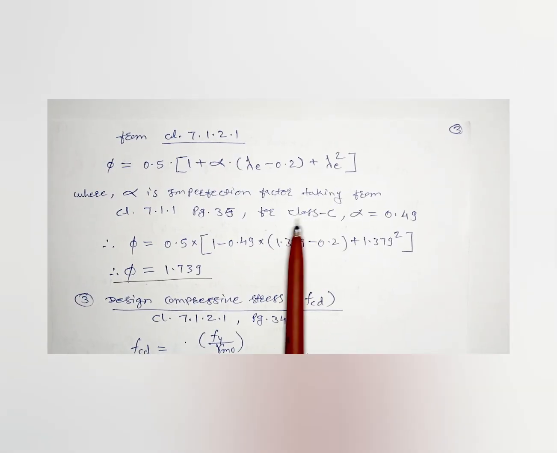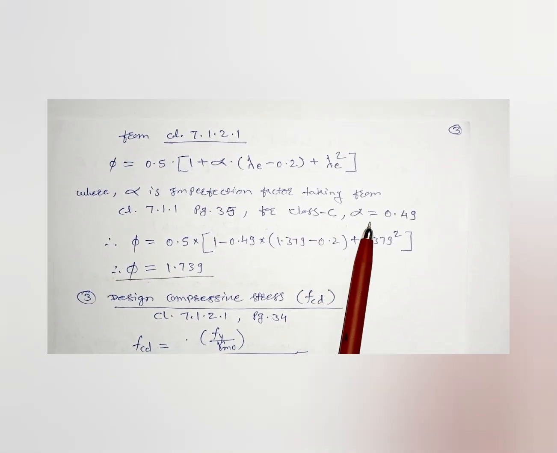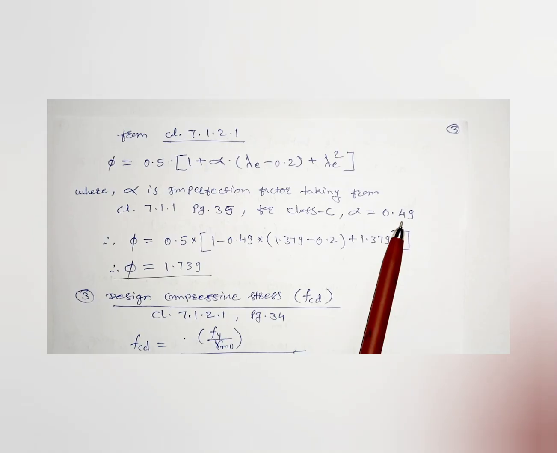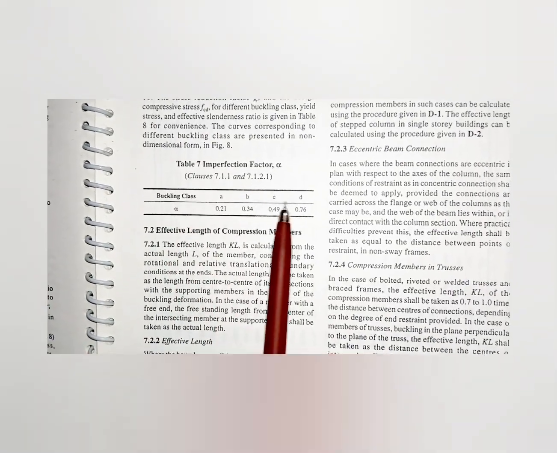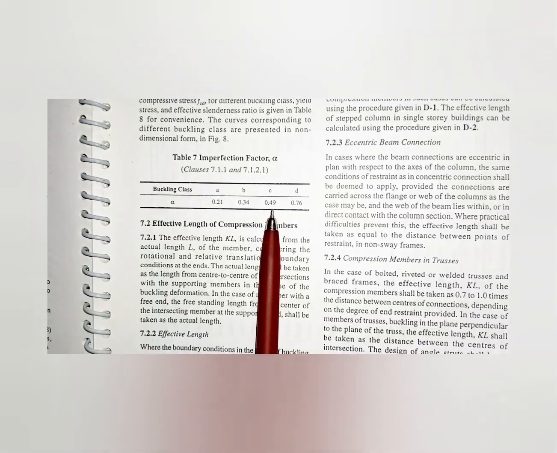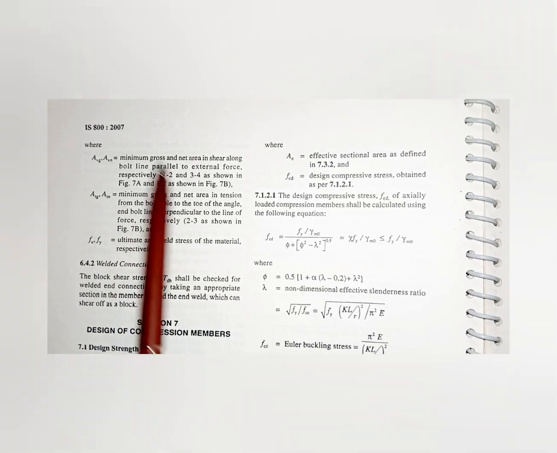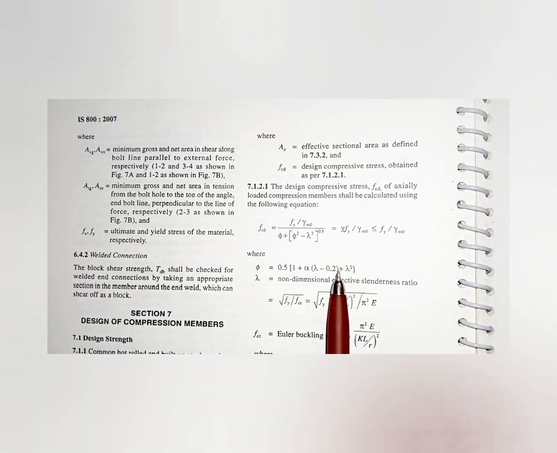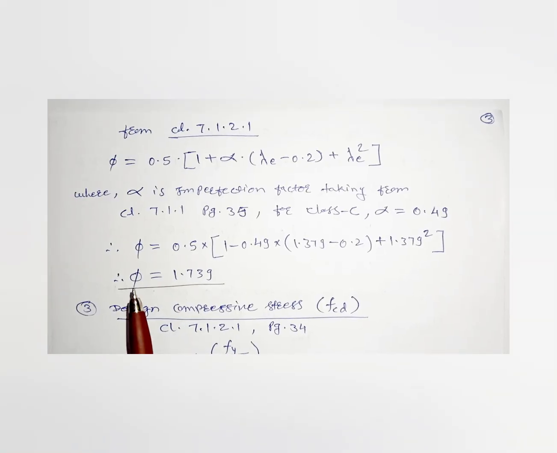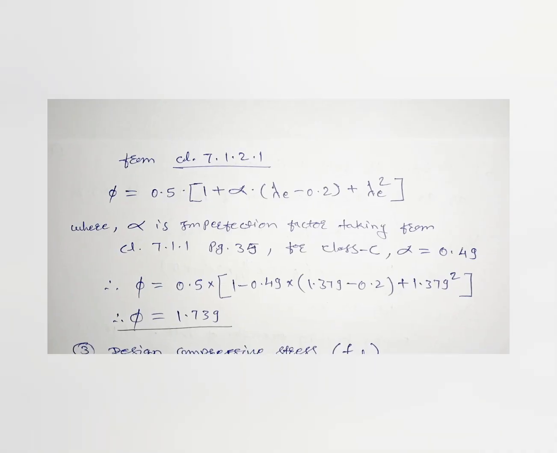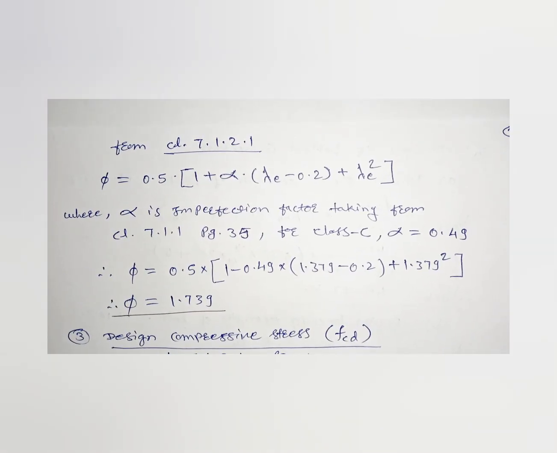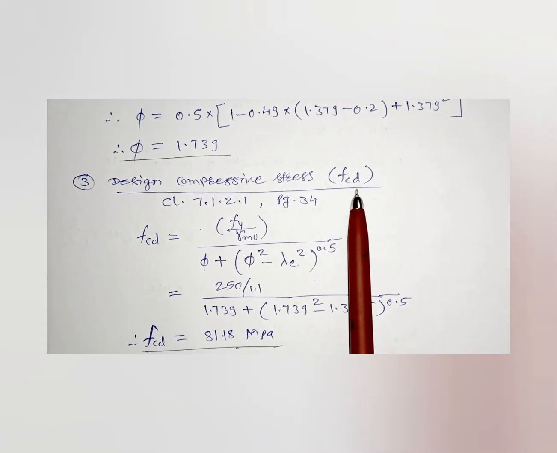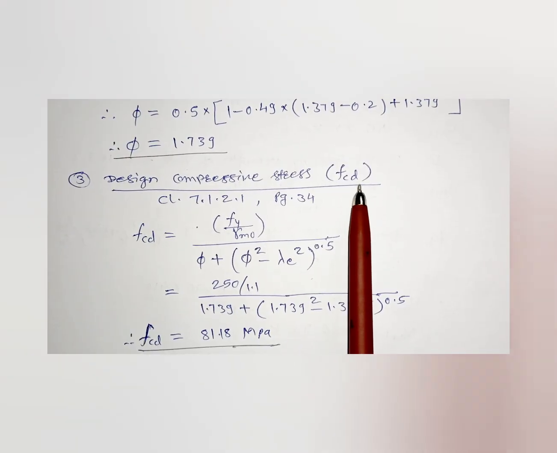So for our class, that is buckling class C, alpha we can take as 0.49. You can see here for buckling class C, alpha is given as 0.49 in IS 800, and as I told you, this is the formula. So from this formula we calculated theta. From lambda and theta we require to determine the design compressive stress, that is FCD. Initially we assumed it is 80.